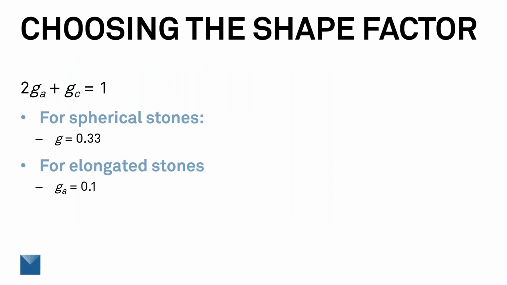Now, G in that equation is called a shape factor. We assume that the rocks are spheroids with axes A, B, and C, but we'll assume that A and B are equal to each other. So we just deal with A and C then. Now, if the inclusions are spheres, then the shape factors for all three will be 0.33. If we have elongated stones, then G_A becomes smaller, G_C bigger, but the three of those have to add up to 1.